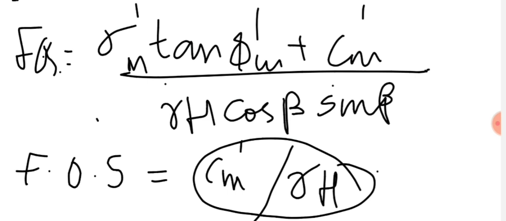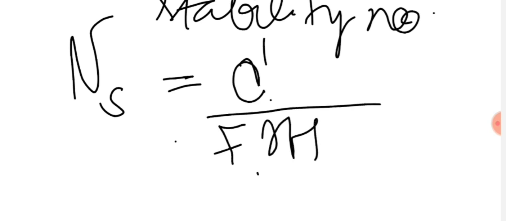Now this gamma varies with respect to the seepage conditions of the soil. If it is completely saturated soil, then it becomes Cm dash by gamma saturated times height of the soil. Now there is another thing which you may note. This expression is given by stability number. There is another expression called stability number Ns, which is a dimensionless number given by C dash by gamma H. If factor of safety is to be included, just C dash by Fc gamma H. This is the stability number.